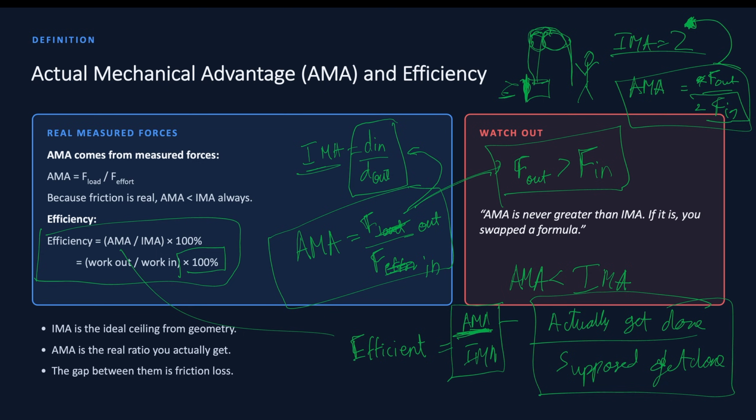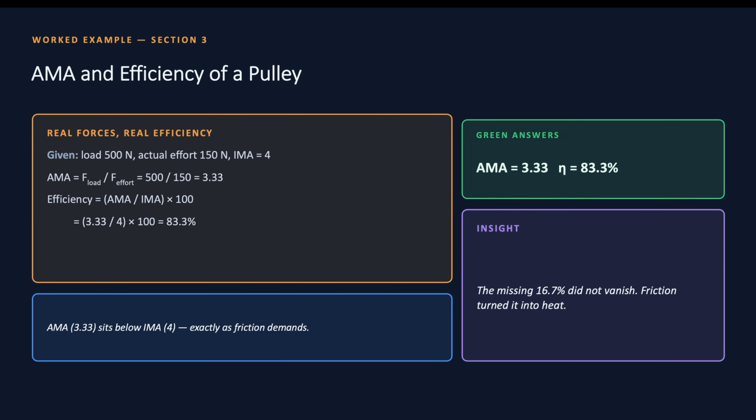All right, so now let's move on. Let's look at the actual mechanical advantage as well as the efficiency of a pulley. If you have a load of 500 newtons, okay, and your actual effort is 150 newtons, so you're pulling in with 150 newtons here.